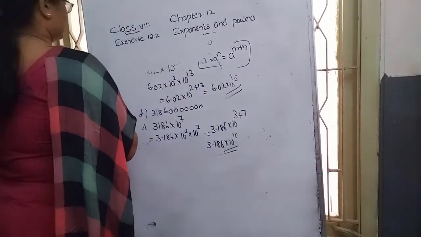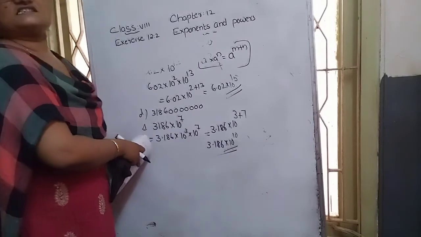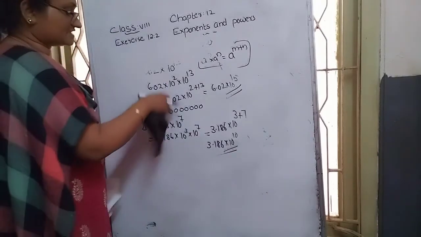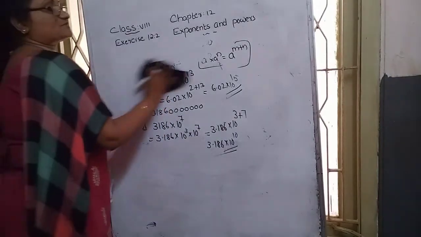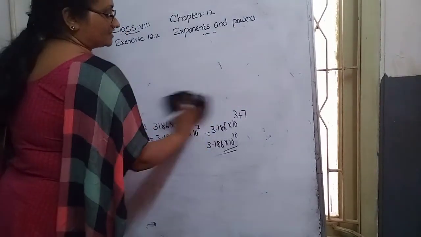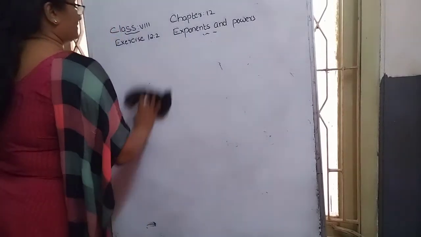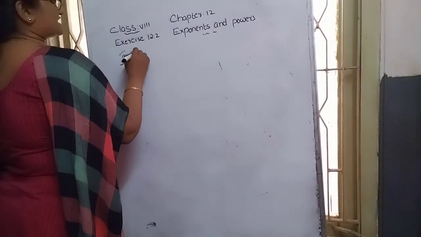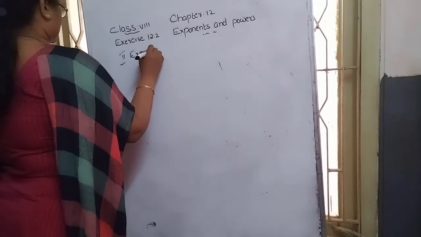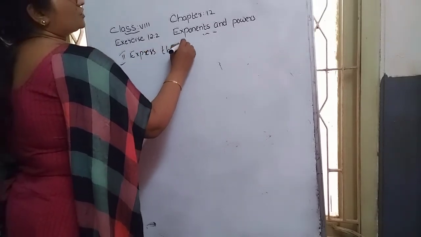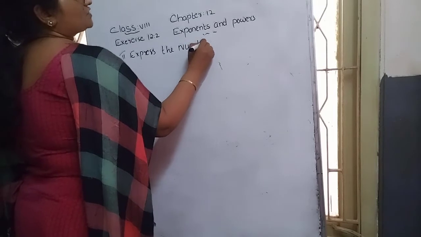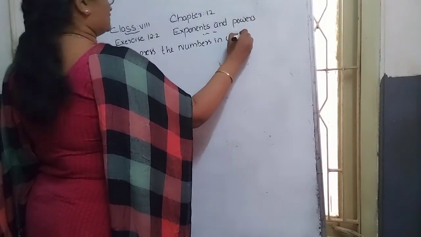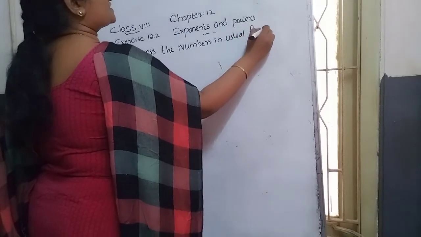Then next, they have given numbers in power notation and we want to write them in expansion form, the usual form. So the second Roman: express the numbers in usual form. Express the numbers in usual form.